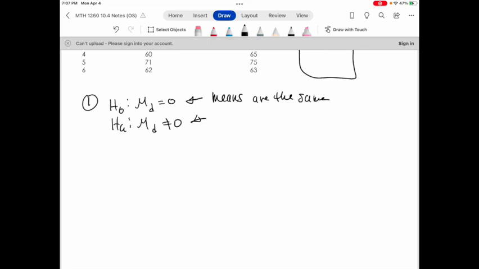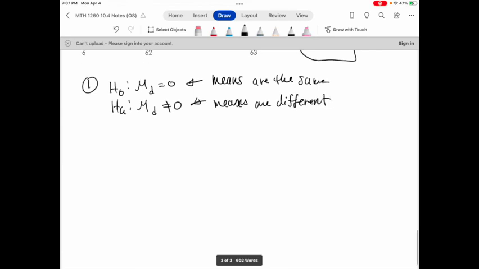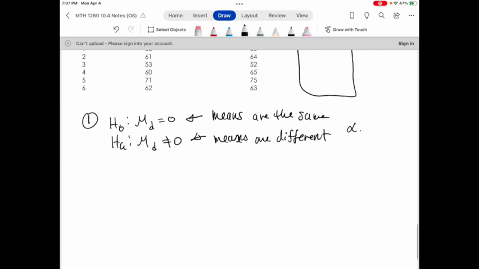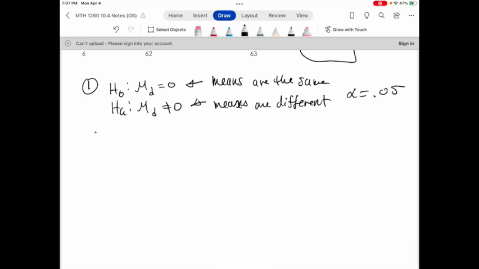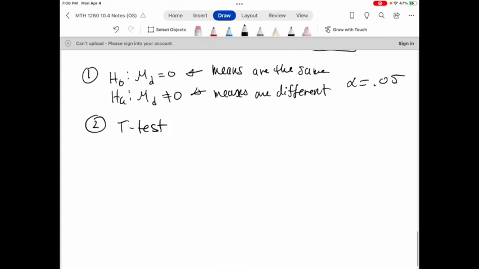And then the alternative hypothesis, this notation is telling me that the means are different. Okay, and we're doing this at the 0.05 level of significance. Because this is matched pairs, we're going to use a t-test. And this is going to be a two-tailed test.